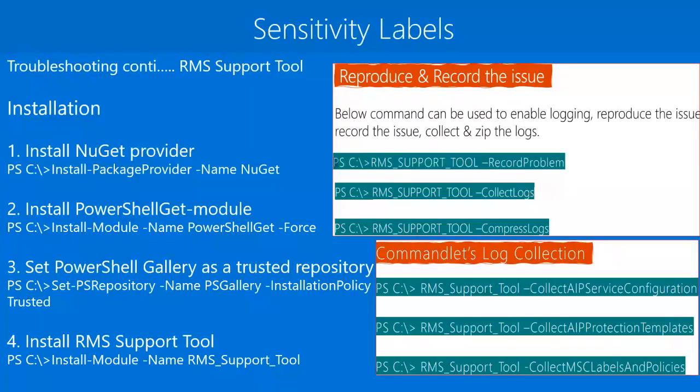So these are some of the common switches available with the RMS support tool, which you can make use of to collect the details about sensitivity labels and also to do bootstrapping.